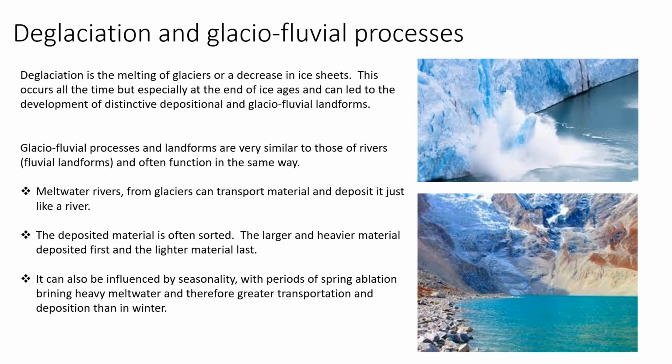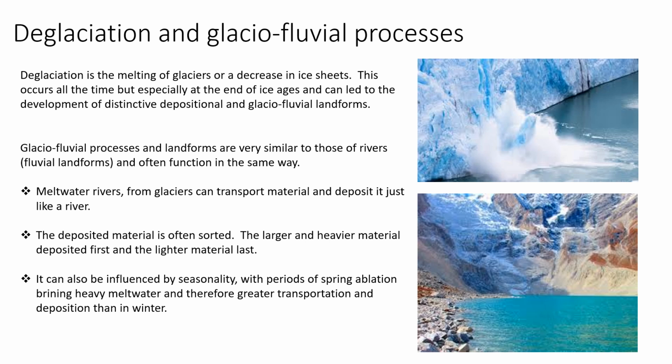Deglaciation is key in the development of glaciofluvial processes and landforms. Glaciofluvial processes are very similar to rivers. Rivers or fluvial landforms we know lots about already, but glaciofluvial are ones which come from a glacier. So during periods of deglaciation, you will find that you have an increase in meltwater. And just like rivers, glaciers and their meltwater can move material and deposit it.